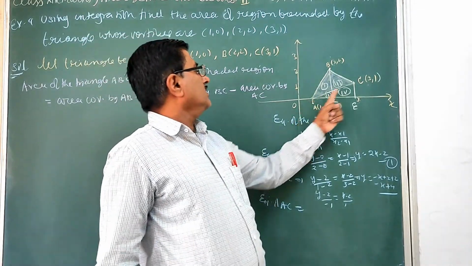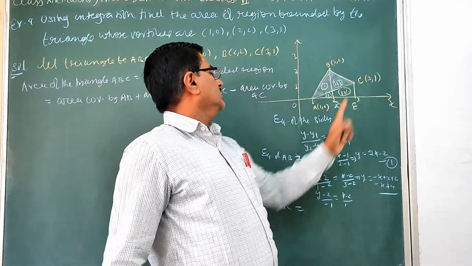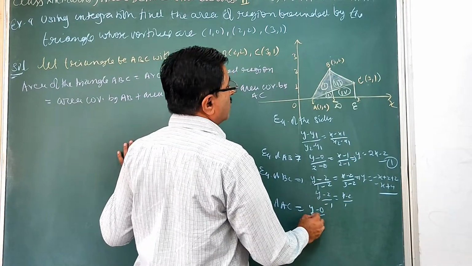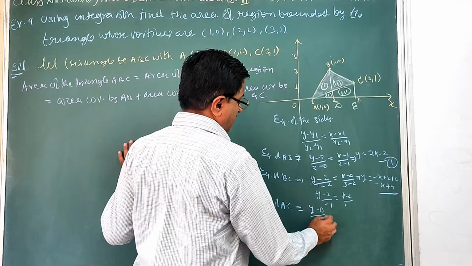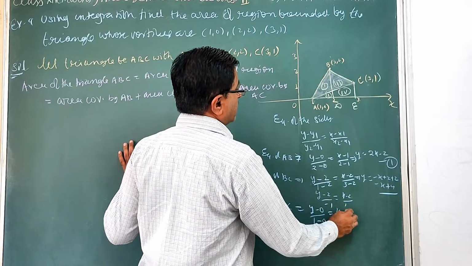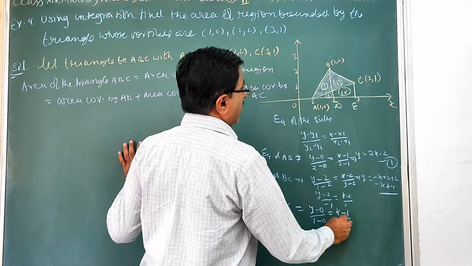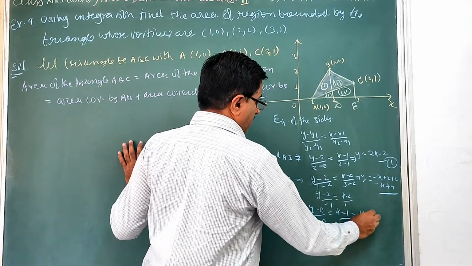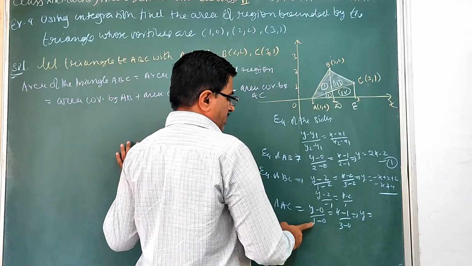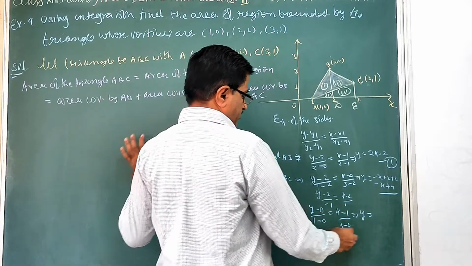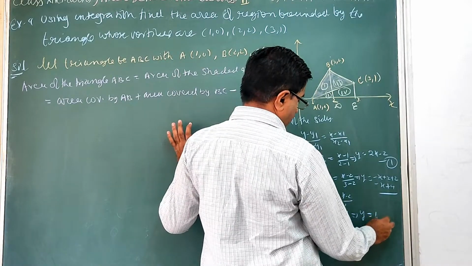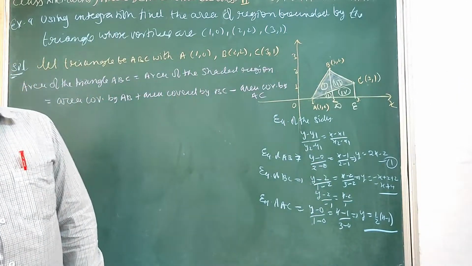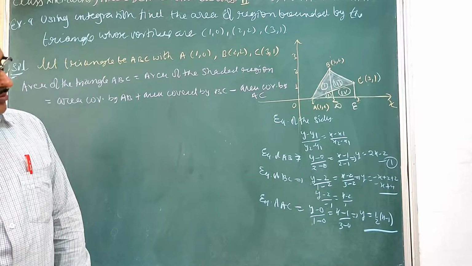Similarly, you find the equation of AC, using coordinates of A and C. So y minus y1, that is 0, y2 1 minus 0, equal to x minus x1, 1 upon x2 minus x1, 3 minus 1. So here y minus 0, y becomes 1, x minus 1 upon 2. So the equation we get here is y equal to x minus 1 by 2.